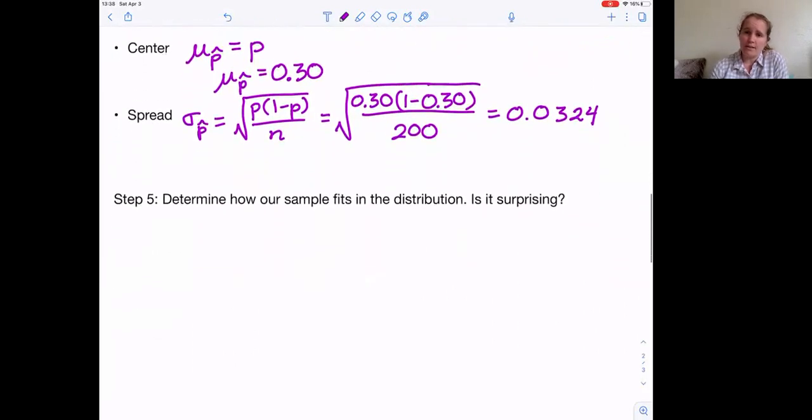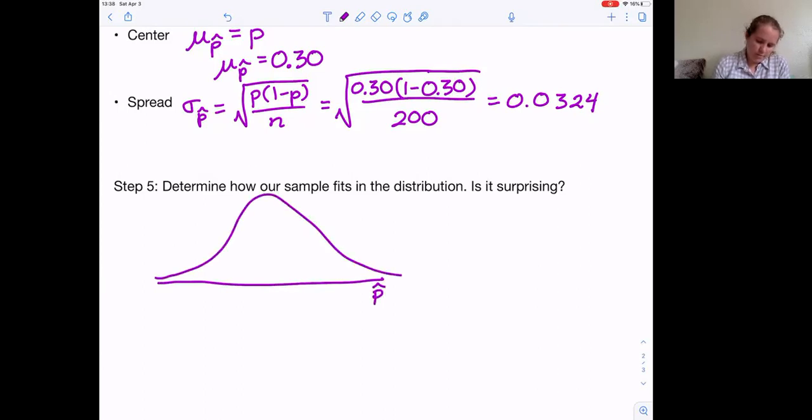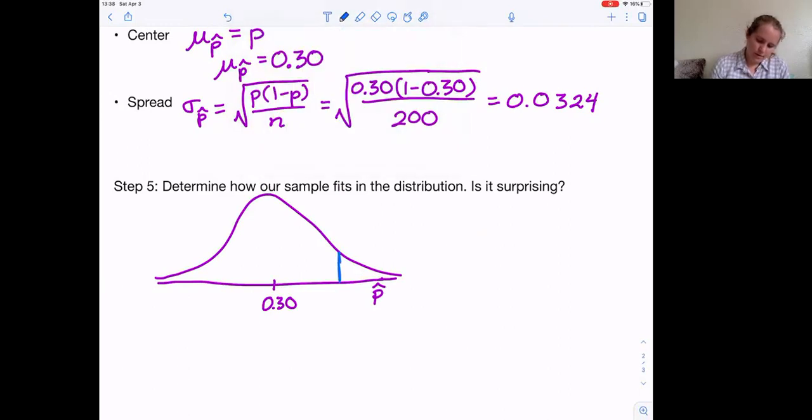From here, we want to see how our sample fits in the distribution and then determine if it's a surprising sample. So we take our p-hat distribution, which we know to be normal. Its center is at 0.30. Our sample is at 0.38, so our sample is over here. And then we want to look at the probability of being more extreme.